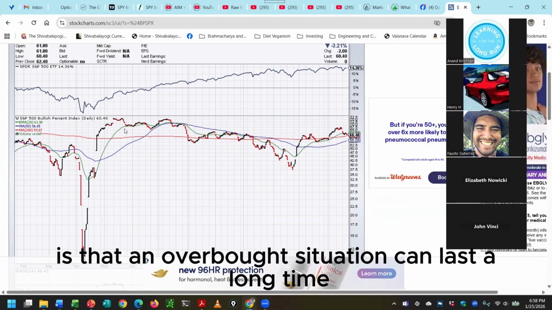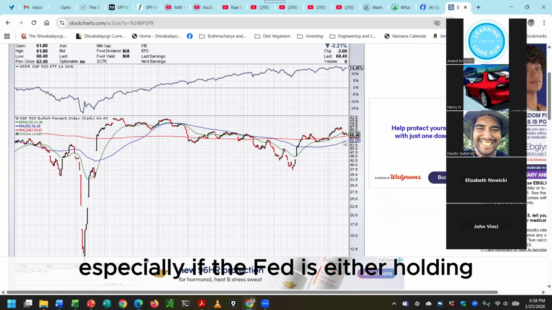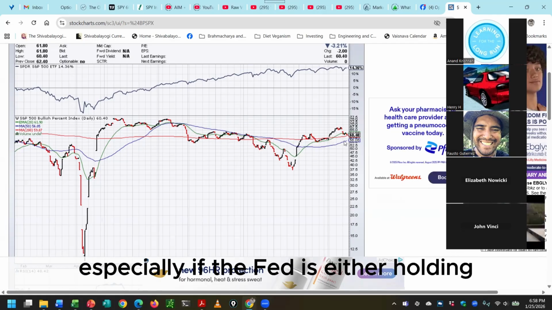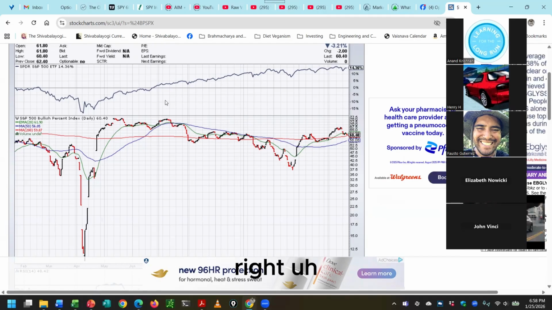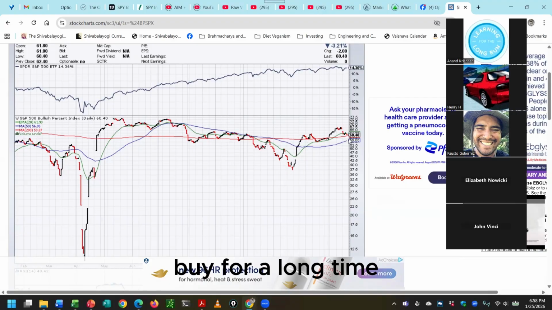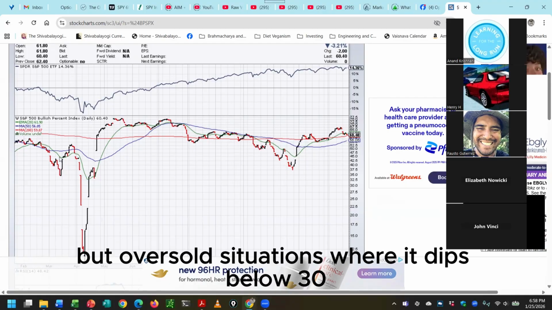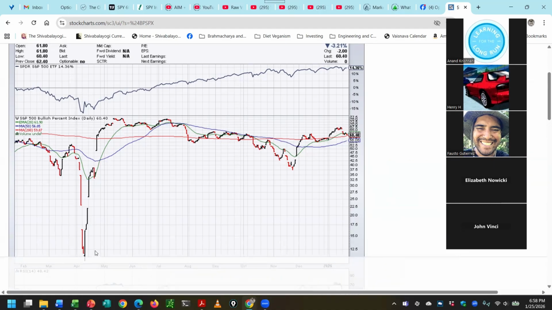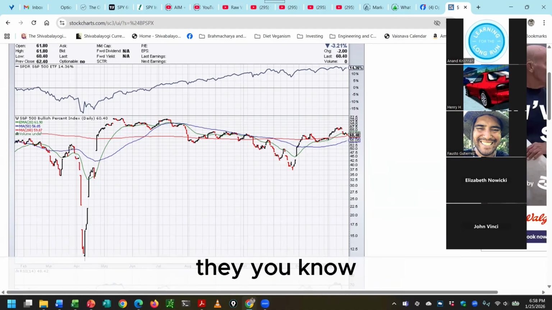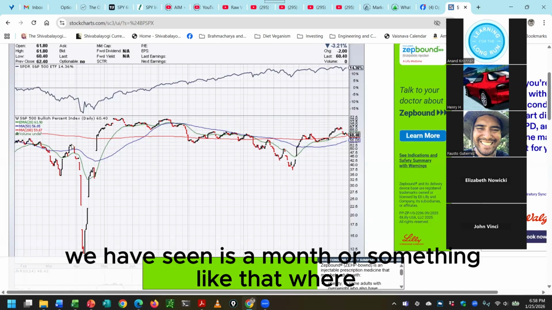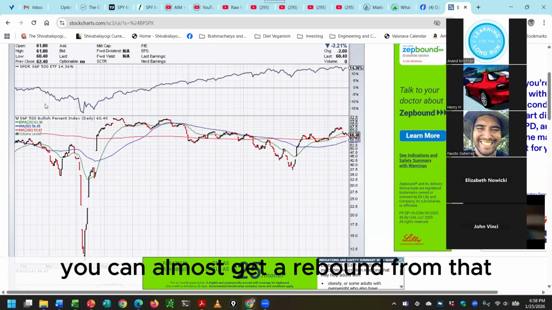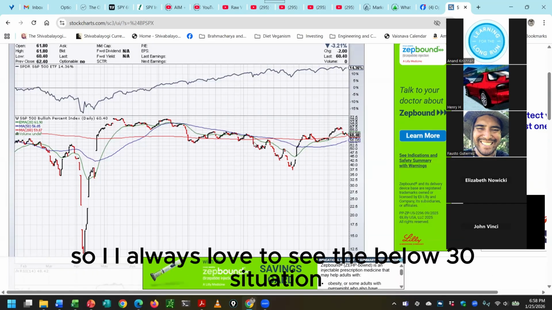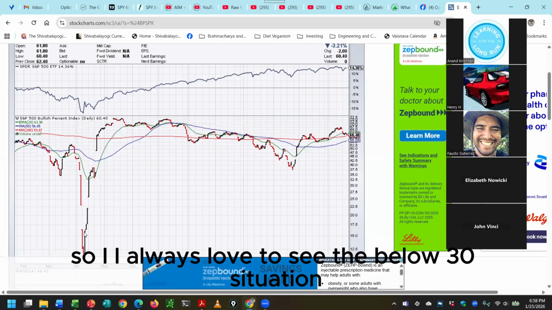Is that an overbought situation can last a long time, especially if the Fed is either holding the interest rate steady or reducing the interest rates, right? People can buy for a long time, but oversold situations where it dips below 30 don't last very long. I think maybe the max we have seen is a month or something like that, where it drops and then immediately pops back up. You can almost get a V bounce from that. So I always love to see the below 30 situation.